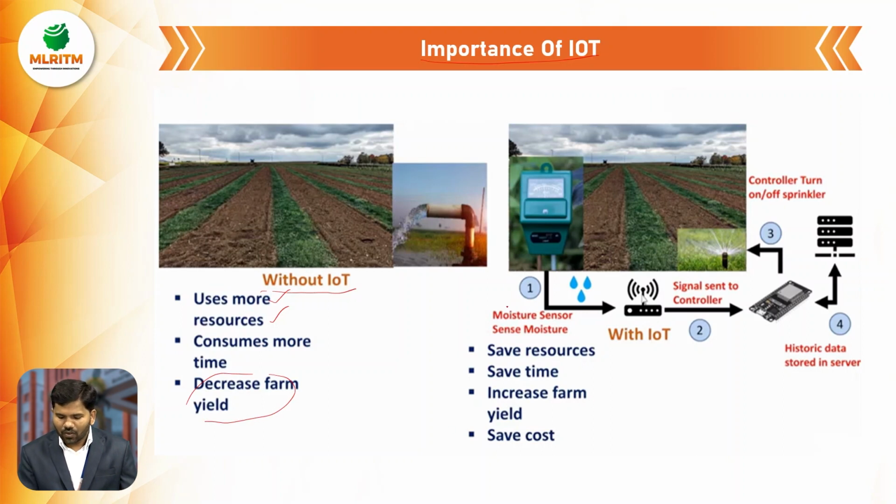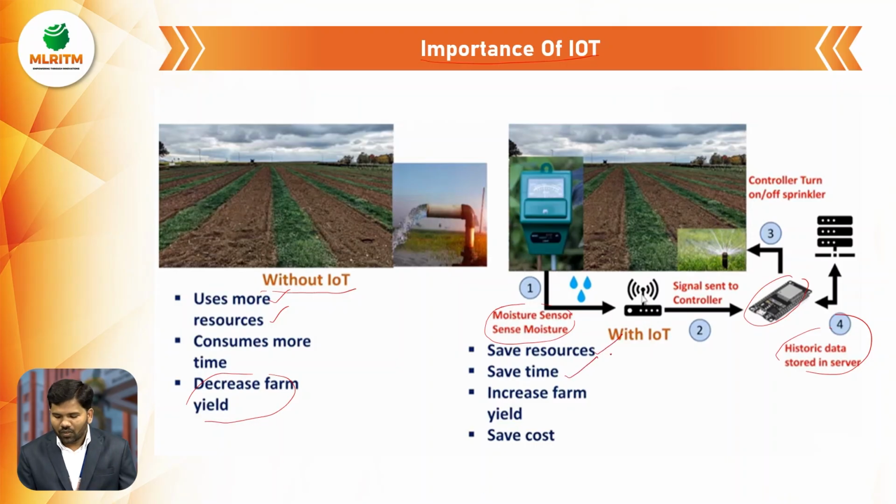So here we are using an IoT system. Here we are using some moisture sensors. The moisture sensor sends the moisture percentage. If it is dry, then automatically it will send the information through the device, through the internet, and a controller will be used automatically. It will switch on the motor, right? It will switch on the motor. So it saves the resources and also it saves the time.